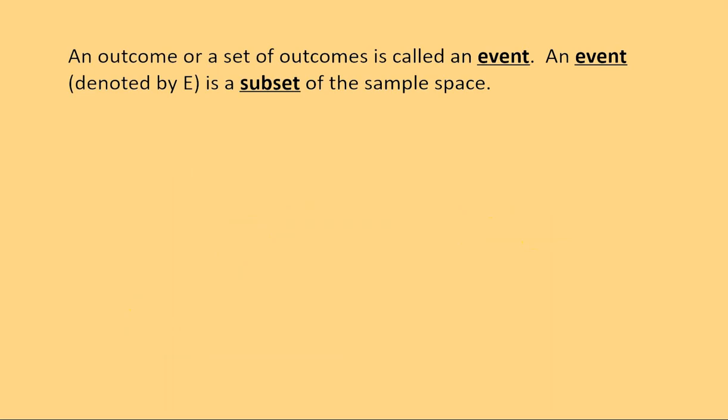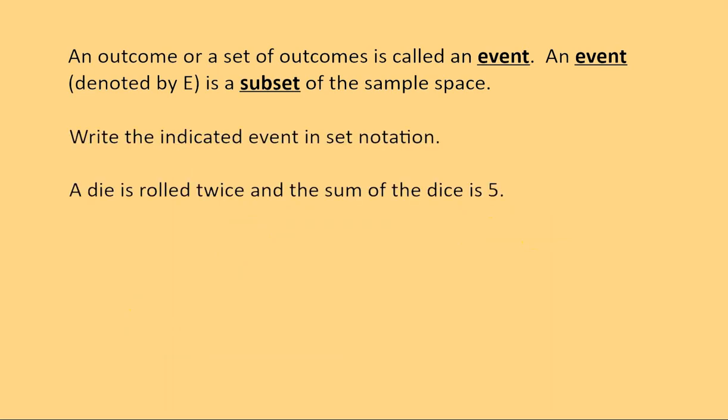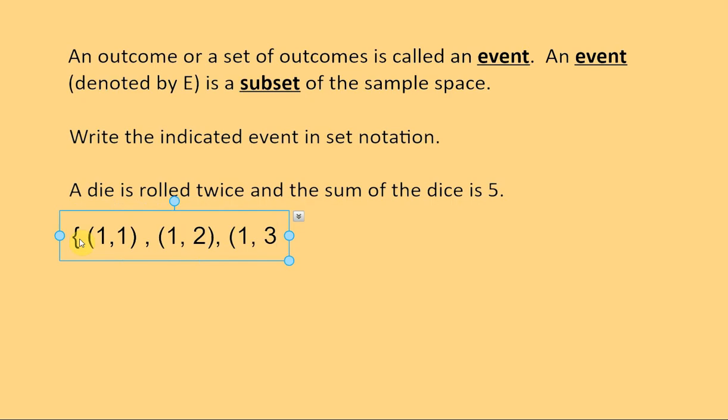An outcome or a set of outcomes is called an event. An event, denoted by E, is a subset of the sample space. Let's write the indicated event in set notation. A die is rolled twice and the sum of the die is 5. We could roll a 1 on the first die and a 1 on the second die. We could roll a 1 on the first die and a 2 on the second die. We could roll a 1 on the first die and a 3 on the second die.